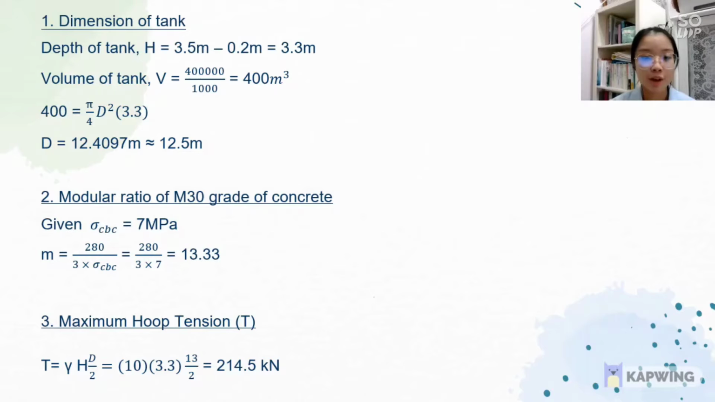Second, the modular ratio of M30 grade of concrete. Given that the permissible bending stress of the concrete is 7 megapascal, we insert the data into the formula. We found that the modular ratio is 30.33. Thirdly, the maximum hoop tension. By inserting all the data into this equation, we found that the maximum hoop tension is equal to 240.5 kN.